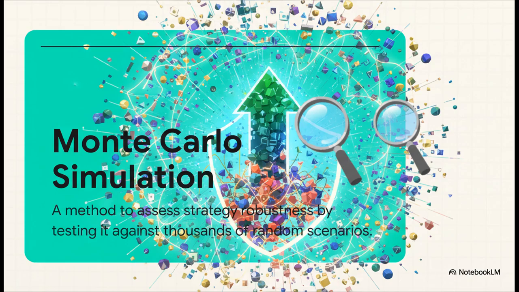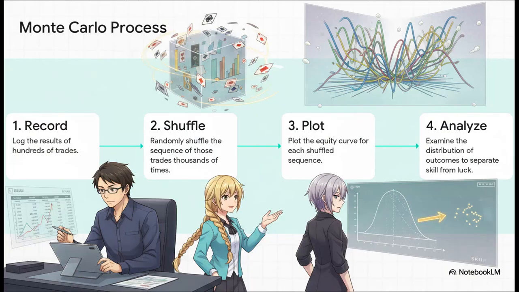So this is why the pros don't just rely on their initial results. They stress test their strategies. And one of the most powerful ways to do that is with something called a Monte Carlo simulation. It basically tests your system against thousands of different random futures to see if your edge can survive a really bad run of luck. So how does it work?